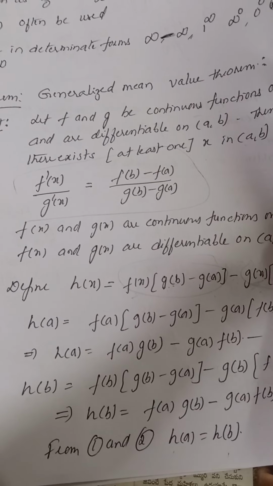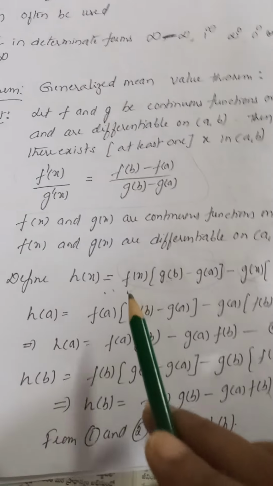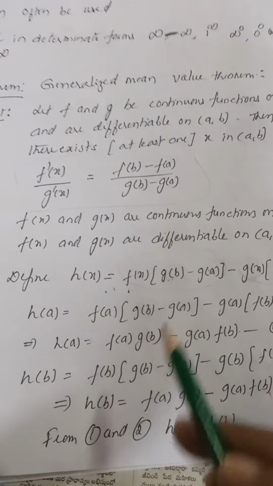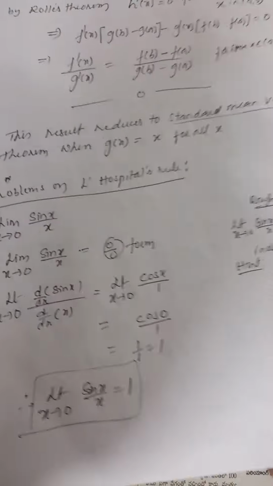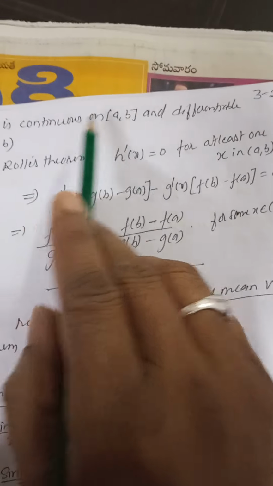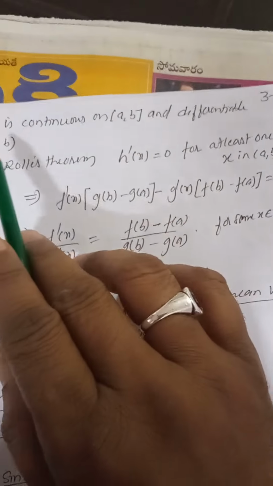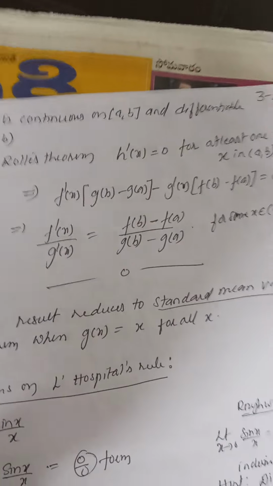Right. In the same way, here h(x) is a continuous function, h(x) is a differentiable function and h(a) is equal to h(b). Therefore, by Rolle's theorem, h(x) is continuous on the closed interval [a, b] and also differentiable on the open interval (a, b) and the condition is also satisfied. What is the condition?